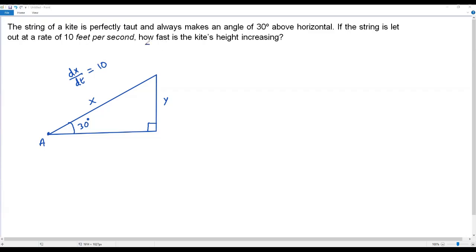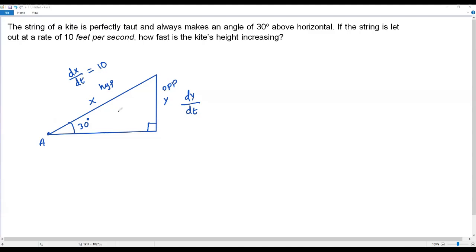And they ask us to find how fast the kite's height is increasing. Here y represents the kite's height. So they ask us to find the rate of change of y. It can be expressed as a derivative, that is dy over dt. That is how fast the kite's height is increasing with respect to time, that is per second. Okay, now when I consider this right triangle and this angle measure, this side represents the opposite, and since this is the side opposite the right angle, this is the hypotenuse. This is the hypotenuse, and this side is the opposite.